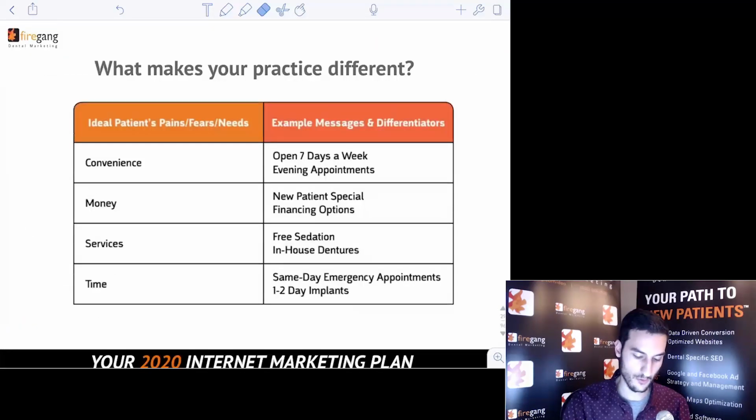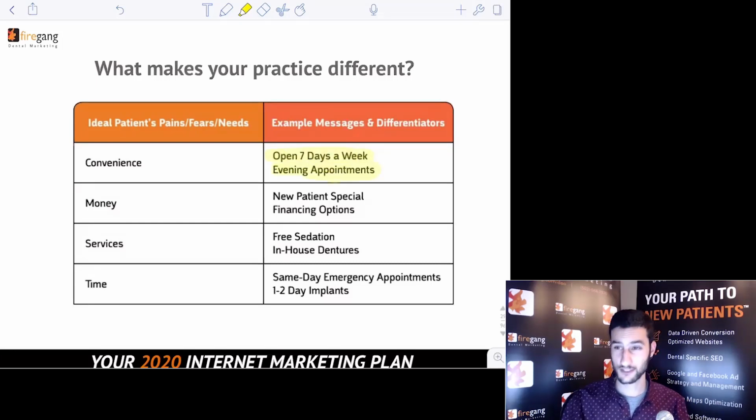So here are some great ways to approach this. There are kind of 4 categories here. I would say the big ones are convenience, money, and time. Think about what you can do for a patient that would make this more convenient for them, that would help them with money problems or help them with their time. And the 4th one here is services. If you offer services that other practices in your area don't, inherently that's going to be different, because people can only go to you for one particular type of service. So when we're looking at convenience, this might be open 7 days a week or evening appointments.